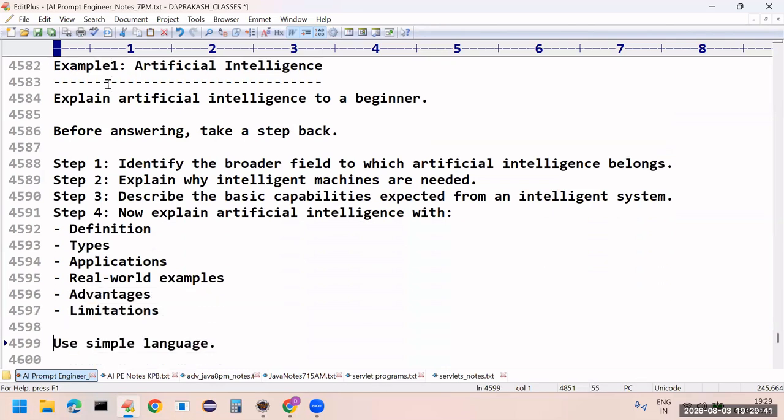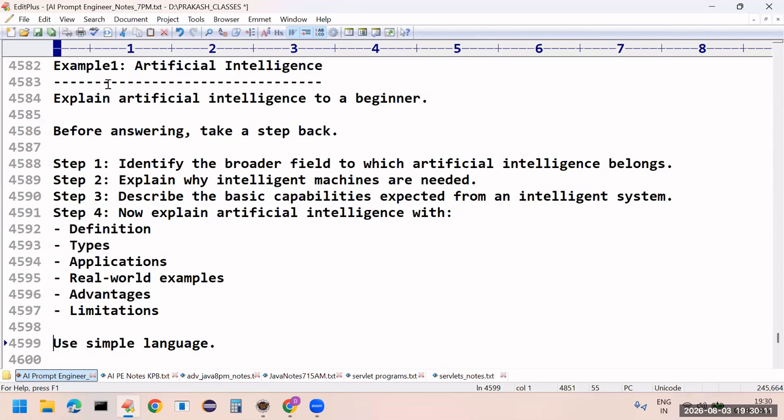Sir, what is this prompting? If you see, "Explain artificial intelligence to a beginner." This is my question. But before answering, take a step back. Identify the broader field to which artificial intelligence belongs. Which field does it belong to? Explain why.